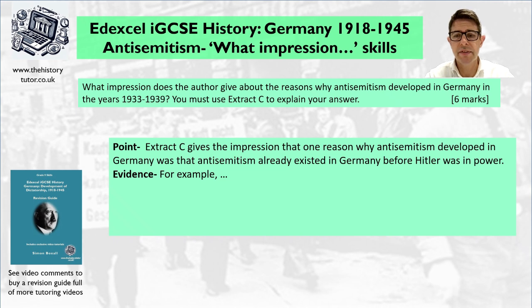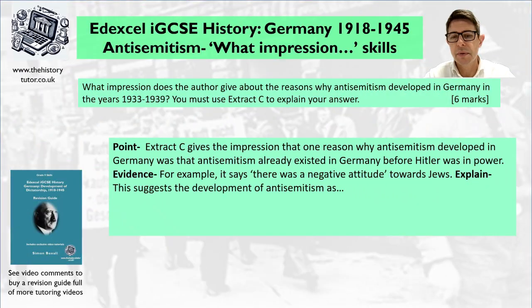So now we need to give a little bit of evidence from the extract. So just one simple sentence. So for example, give one simple sentence. Away you go. Okay, so I've said, for example, it says that there was a negative attitude towards Jews. So it's really simple and concise.